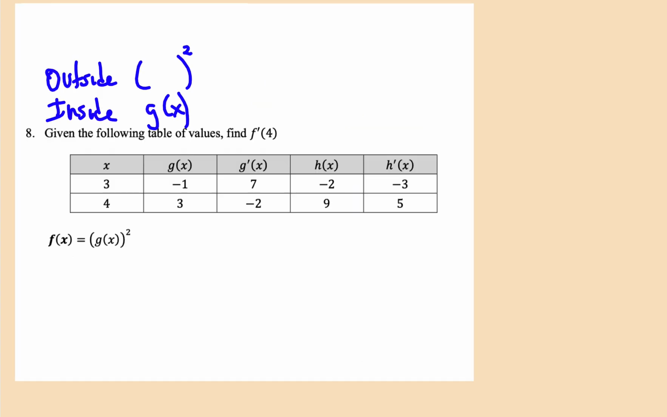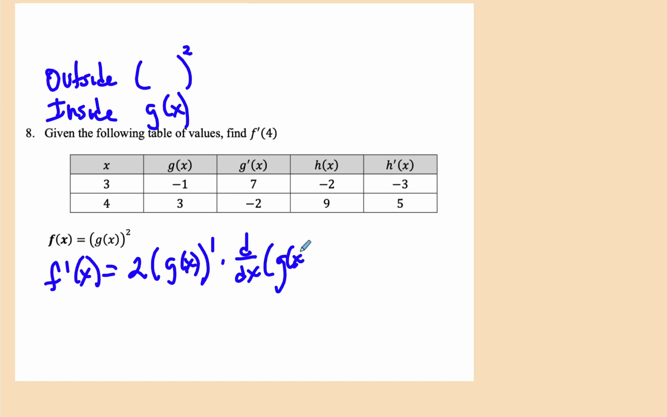Okay, let's see if we can do the chain rule when we're given values in a table. So the outside function is the squaring function and the inside is the g of x. So I'm going to find the derivative, and so I'm going to take the derivative of the outside, which is a power, with respect to the inside, leave the inside alone, times the derivative of the inside. I really didn't have to put to the 1 power. So this is 2 times g of x times, and then this is just g prime of x.